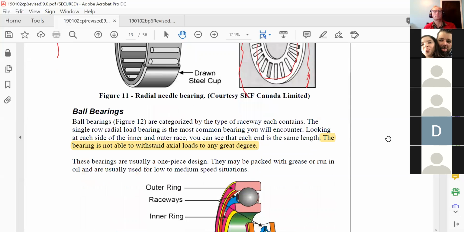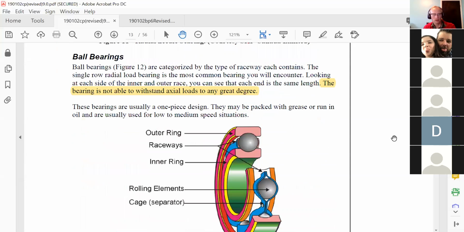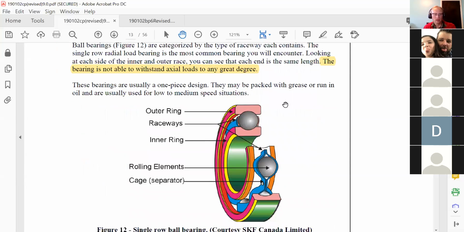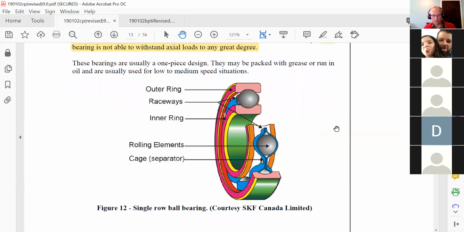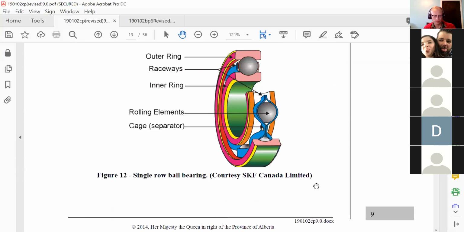So the ball bearings, they can't withstand an axial load to any great degree, but radial loads they handle very, very well. And so I've seen these put in transmissions where the radial loads are trying to force two countershafts apart. These can handle that load really easily, very, very well.